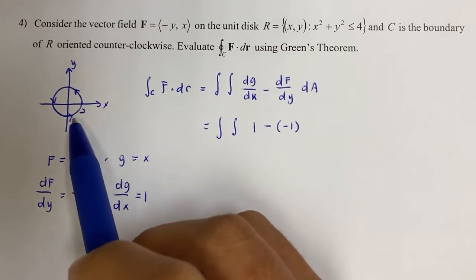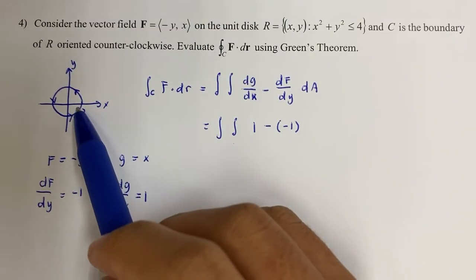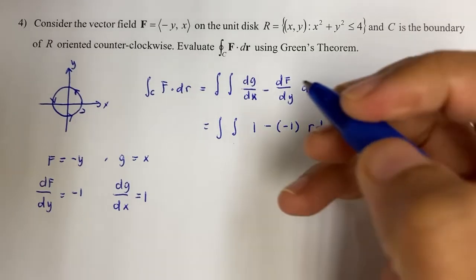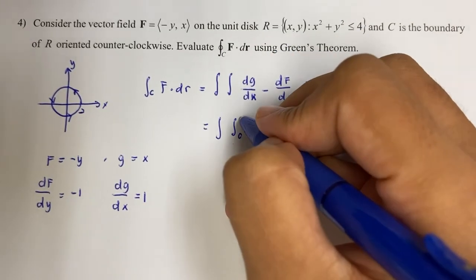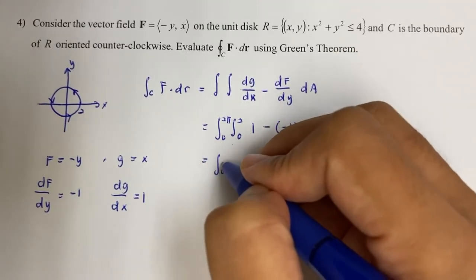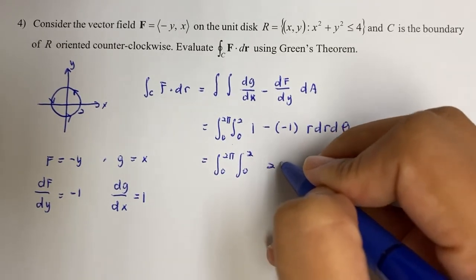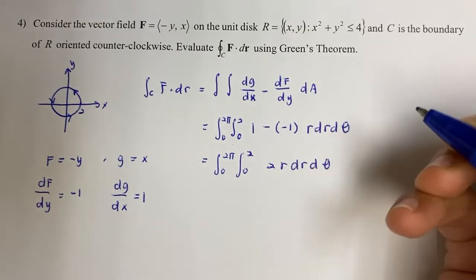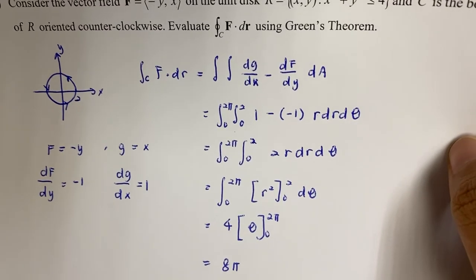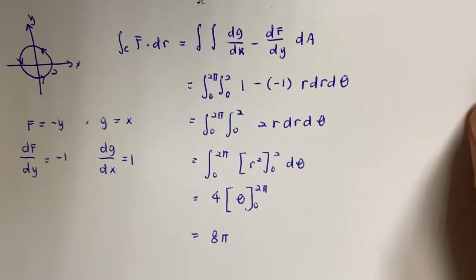Then find the limits for this. We can use r dr d theta. The limit for r is 0 to 2 and the limit for theta is 0 to 2 pi. So we have 0 to 2 pi, 0 to 2, 1 minus minus 1 is 2, so 2r dr d theta. Then continue as usual for the double integral. The final answer is 8 pi. We evaluated this using Green's theorem and the answer is equal to 8 pi.